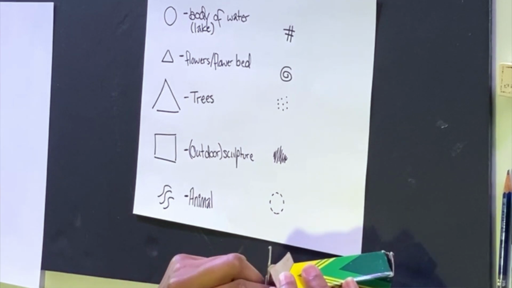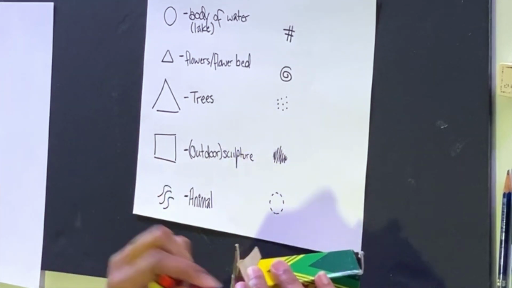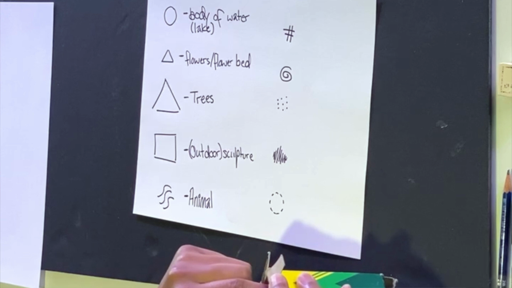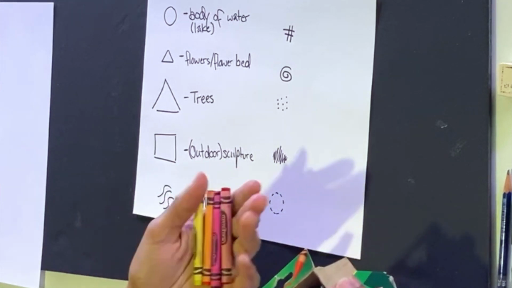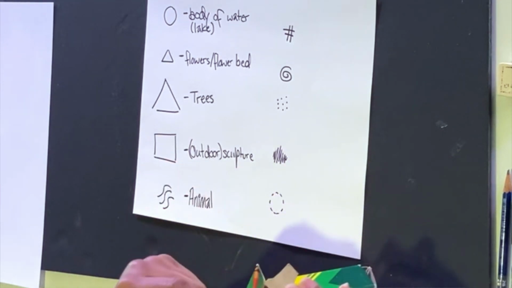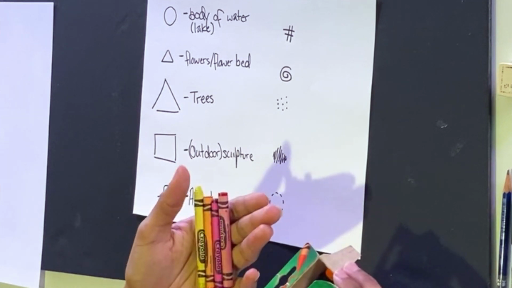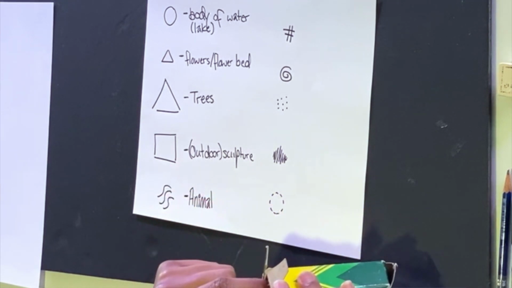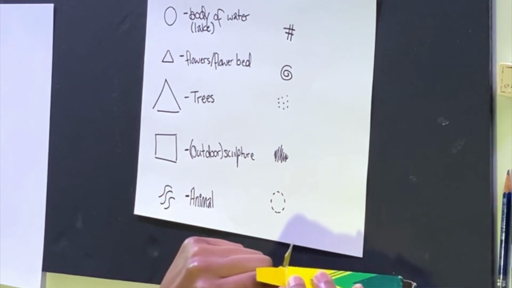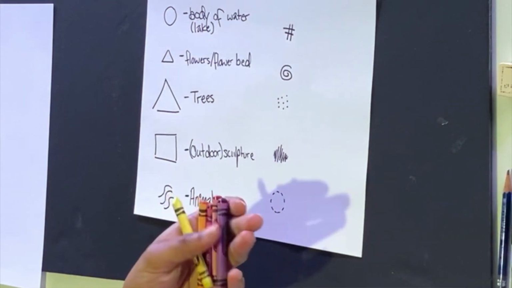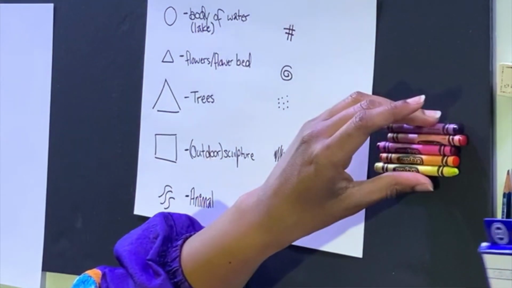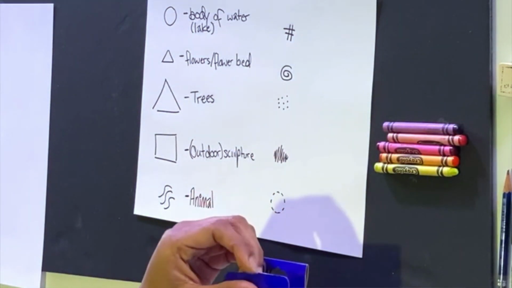So I'm going to color coordinate my symbols here. I'm grabbing random colors. I'm not really trying to choose. I have a lot of warm colors happening though, so let's pick the purple, and then blue.